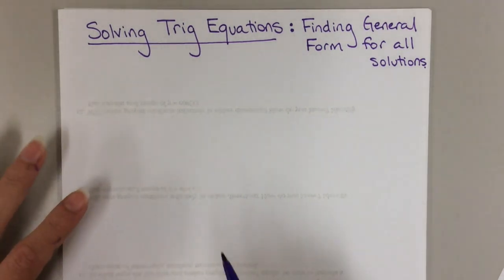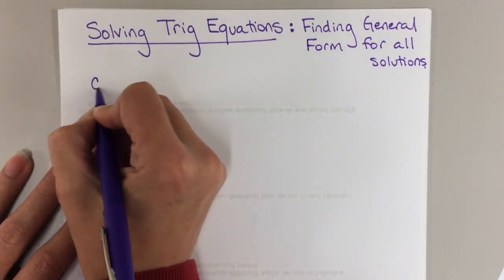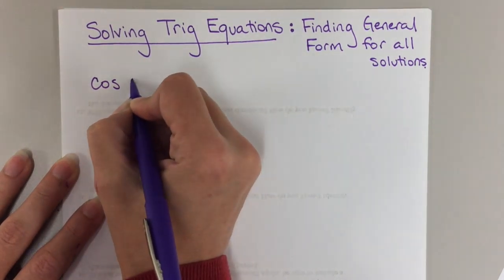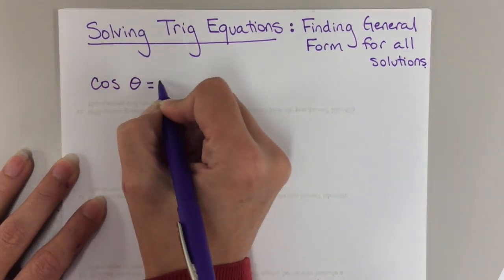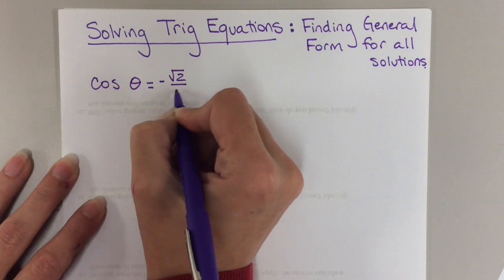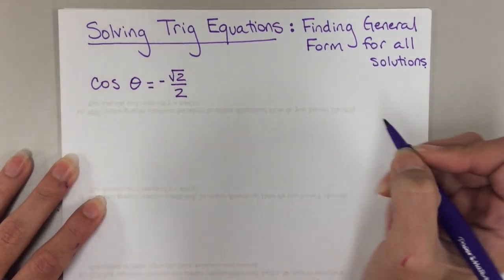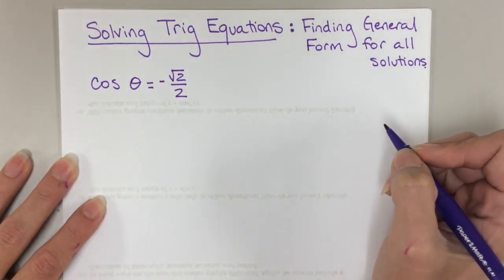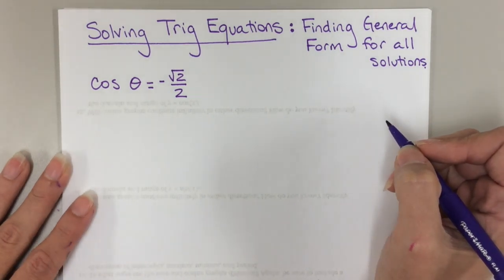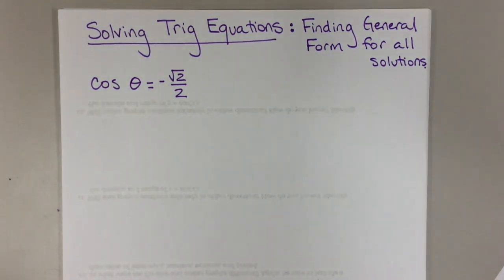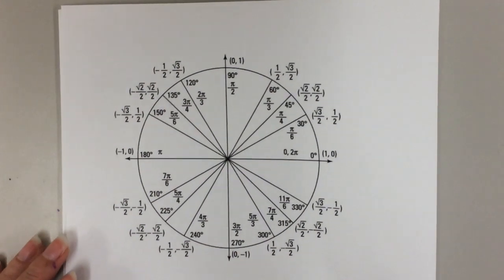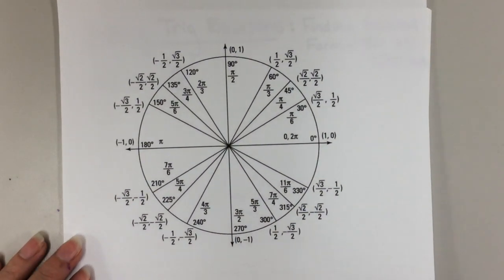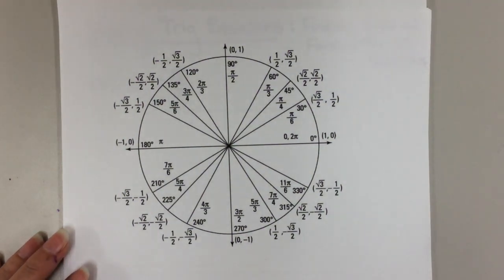So we're going to start off with a simple one. Cosine of theta equals negative square root of 2 over 2. And in order to find all solutions, or a general form for all solutions, we're going to start off with the solutions that we can find around the unit circle. So on the unit circle, our problem says cosine, and so that's our x-coordinate, and we're looking for negative square root of 2 over 2.